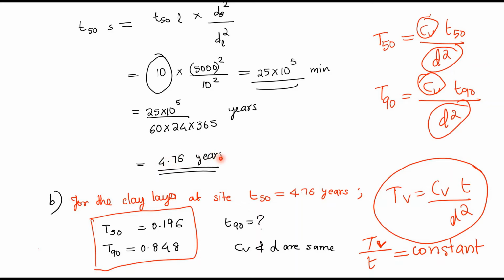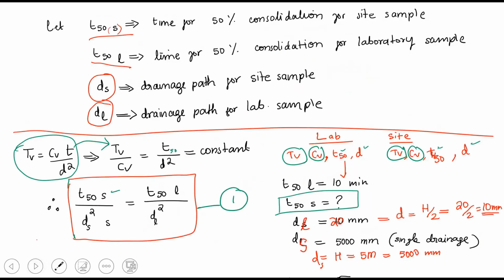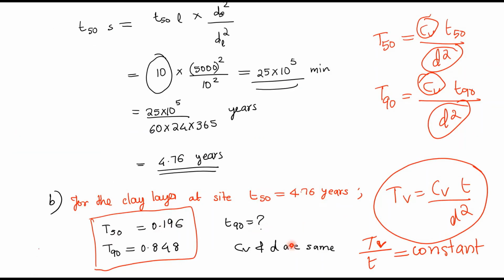Okay. Now let's come back to the second question. The second question was T90 for a sample of the same thickness. We have T50, and we have to find T90. We have the same sample, so the coefficient in this equation is the same. But what is TV? TV is the time factor corresponding to the percentage of consolidation, and you should know this value by heart. For 50% consolidation, the time factor value is 0.196, and for 90% consolidation, the time factor value is 0.848.